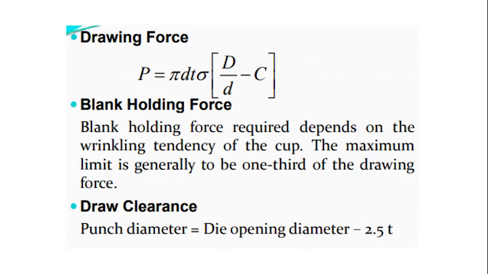Now, this is the formula for the drawing force. Sometimes they can ask about the drawing force, where C is your clearance, and capital D and small d we have seen in the figure. T is the thickness and sigma is the average stress. Then one more term which is required is blank holding force. So the blank holding force required depends upon the wrinkling tendency.